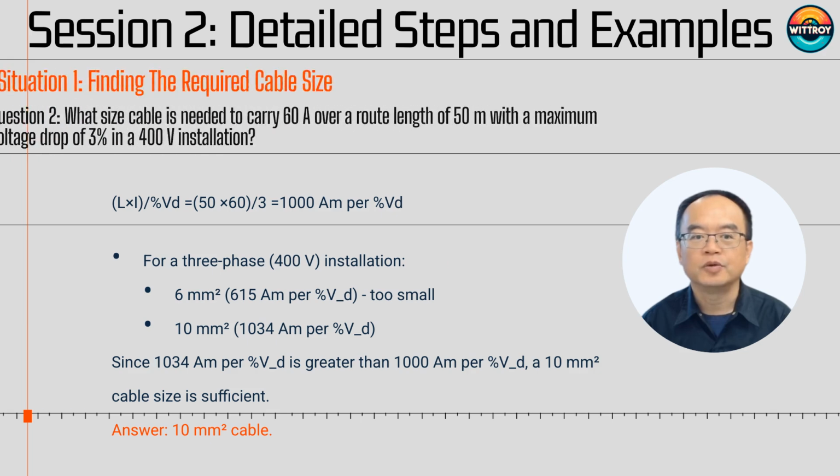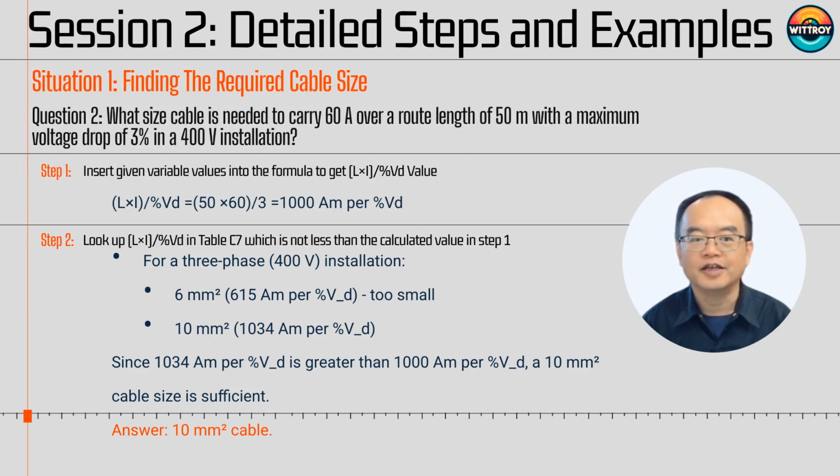For our second example, we'll determine the minimum cable size needed to carry 60 amps over 50 meters with a maximum voltage drop of 3% in a 400 volt installation. First, we calculate the value by multiplying the route length and current, then dividing by the allowable voltage drop percentage. This gives us 1000 ampere meters per percentage voltage drop. Next, we refer to Table C7. For a 3-phase 400 volt installation, a 10 square millimeter cable provides 1034 ampere meters per percentage voltage drop, which is sufficient. Answer: 10 square millimeter cable.